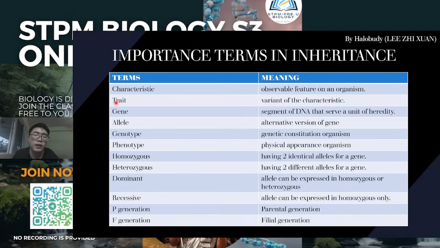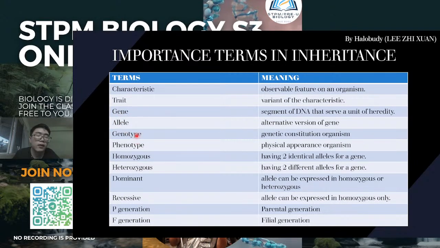And then trait, and then gene. I think gene, I don't need to explain. All of you should know what is the meaning of gene. It is the segment of DNA that serves as a unit of heredity. So it contains genetic information. All of our information actually comes from gene. And then allele is the alternative version of the gene. You can say that it is the segment of the gene. You can say like that. It is the segment of the gene.